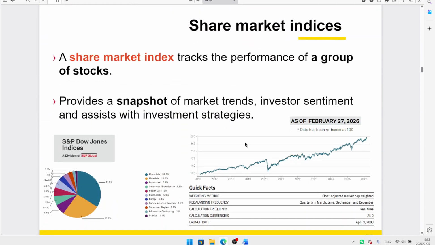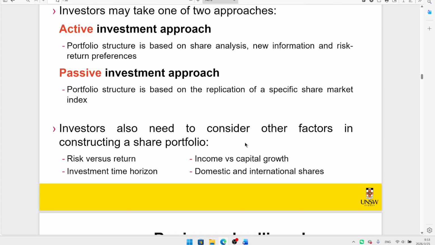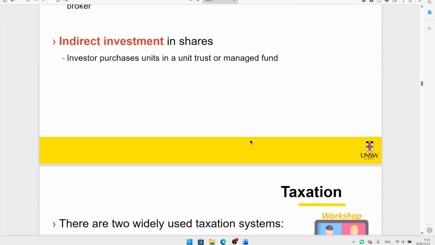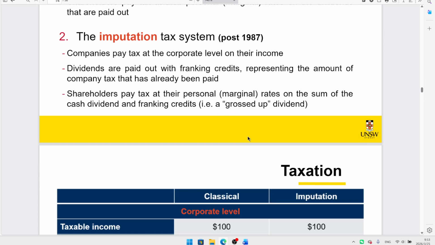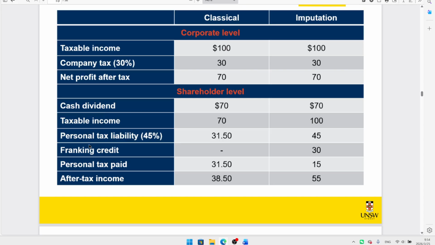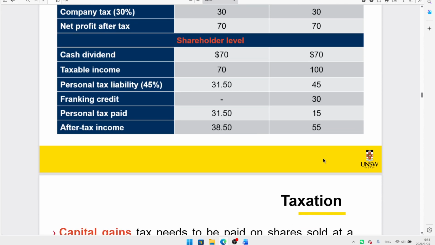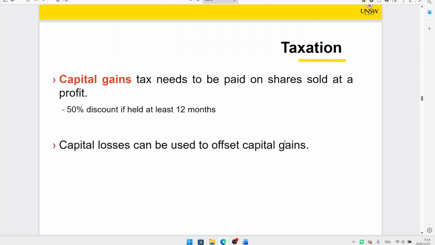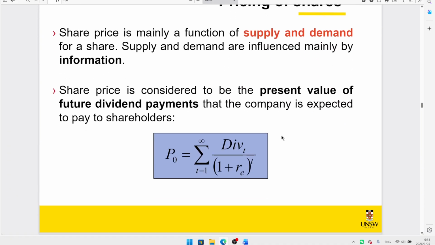Share market indicators that perform the group of stocks, active investment approach, passive investment approach, balancing shares, direct investment, indirect investment, taxation, imputation. So let's see the example here. The net income after tax is $70, the personal tax rate is 45%, and the dividend franking credit is $30, so $15 more tax. So actually we receive $55, because the company gives the tax credit to you and the 45% rate is applied.